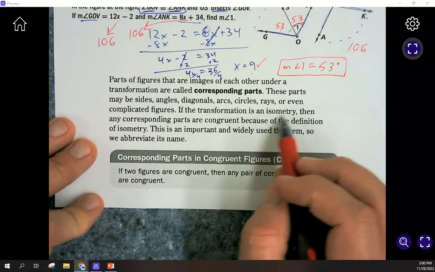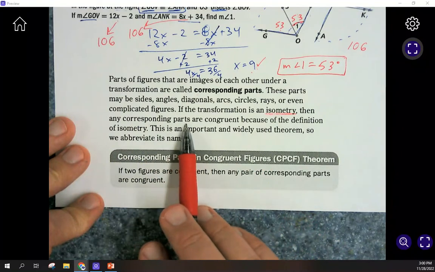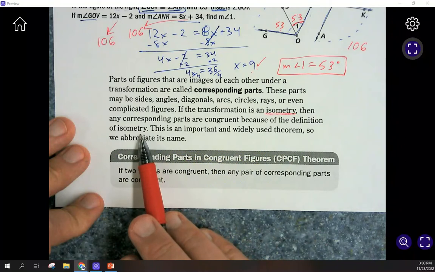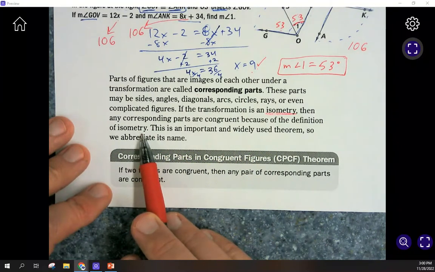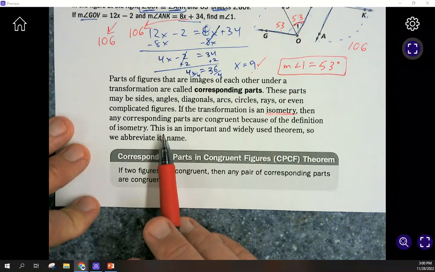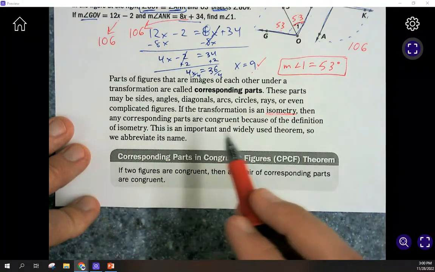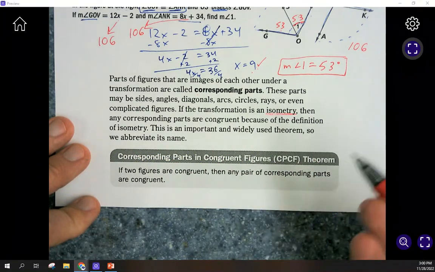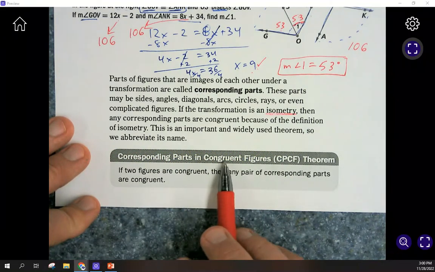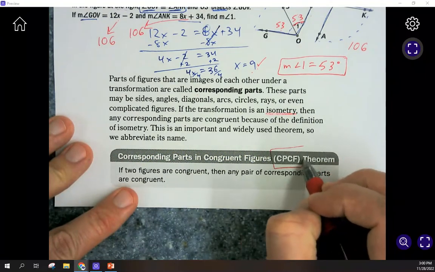So if the transformation is an isometry, which means it's a form of reflections, then any of the corresponding parts are automatically congruent because the definition of isometry, remember, A, B, C, D is all preserved. Okay, so that's why we know all of those pieces are going to be preserved. Angle measure, distance. All right, so when we're writing a proof, if we want to say, I know this piece equals this one, and you're asked to give a justification, this is what you're going to write, the corresponding parts in congruent figures theorem. Luckily, we're going to save you all that writing, and you can just write this.